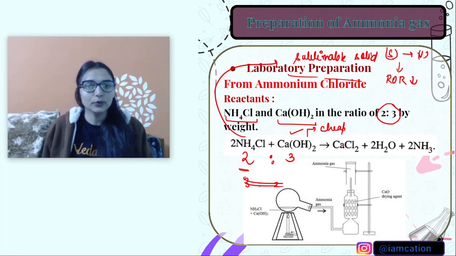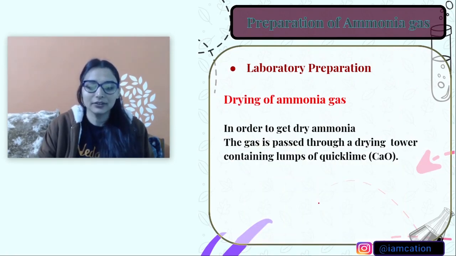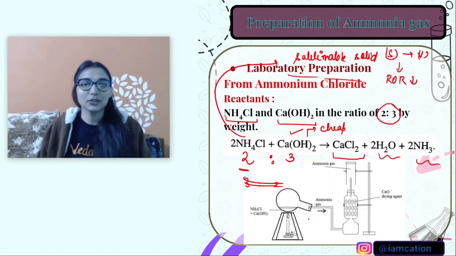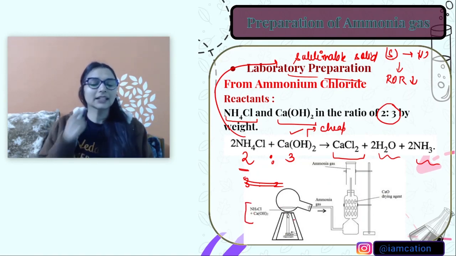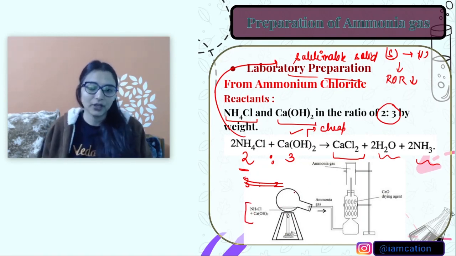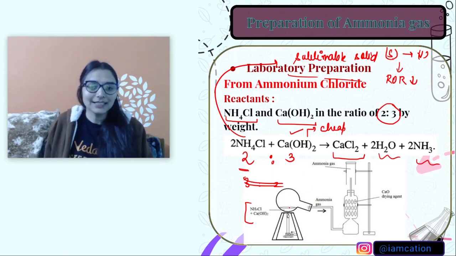So again, what products would we be getting? Salt, and apart from that, water and ammonia. So have a look at the diagram, the experimental setup shown over here. We are taking the reactants ammonium chloride and calcium hydroxide over here. Now what happens? You can see we have taken a tilted flask.